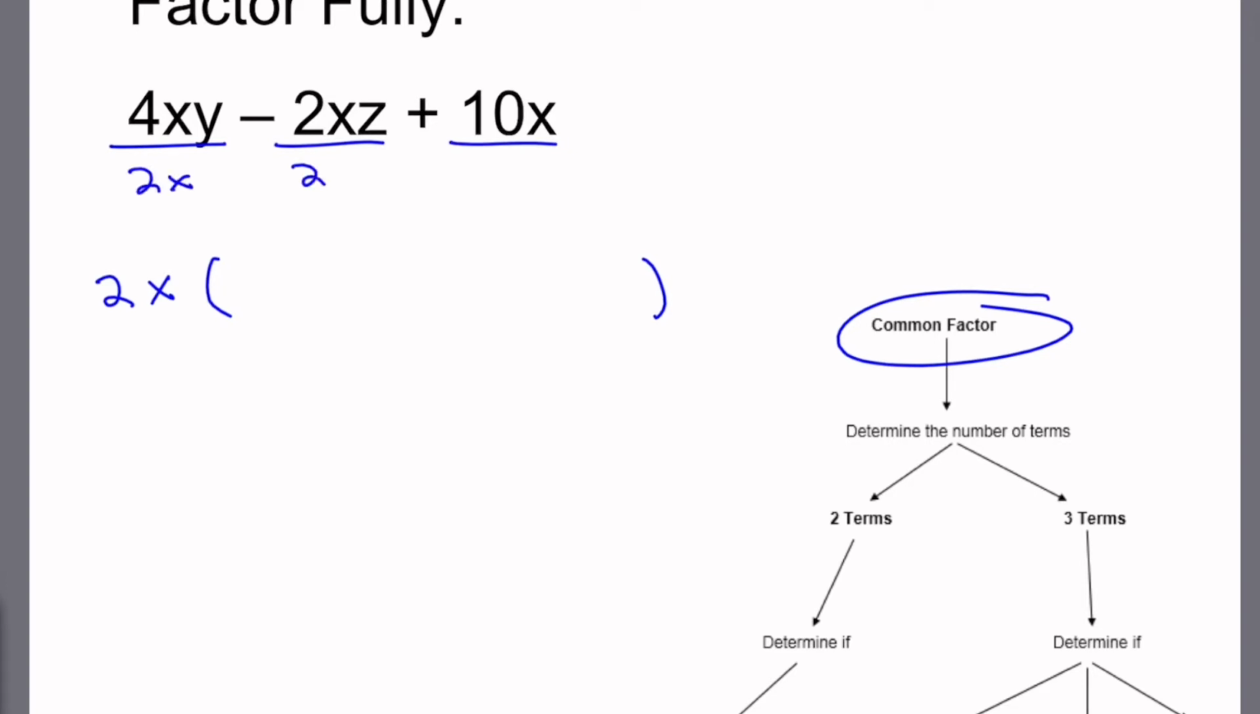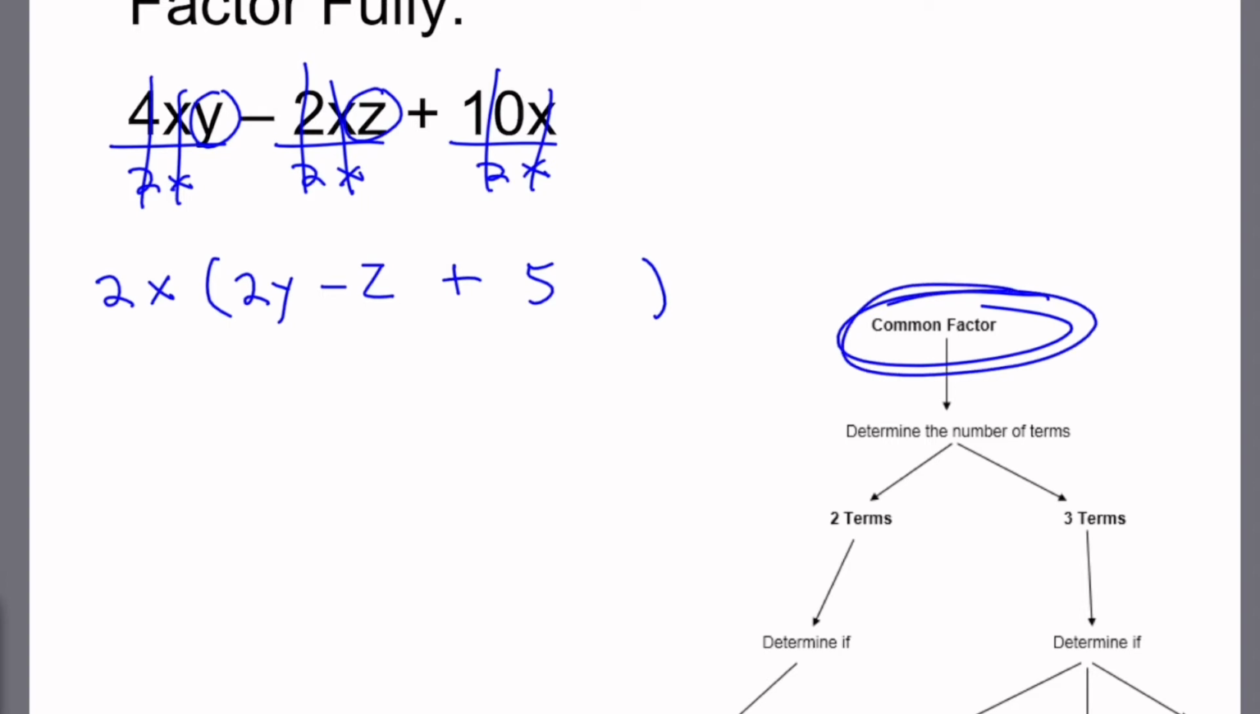2x. Okay, so let's divide everything by 2x. So 4 divided by 2 becomes 2. The x's will cancel, and we're left with a y there still. So we get 2y. In the middle, it's going to be negative. 2 divided by 2 cancels. x divided by x cancels, and we're left with z. So negative z. And then we get positive, so it's going to be plus. 10 divided by 2 is 5. And then the x's cancel there. Okay, so that's what we get after we common factor it.